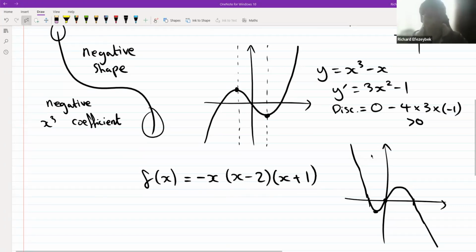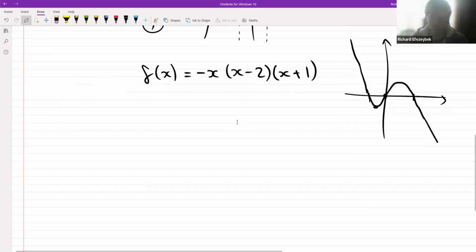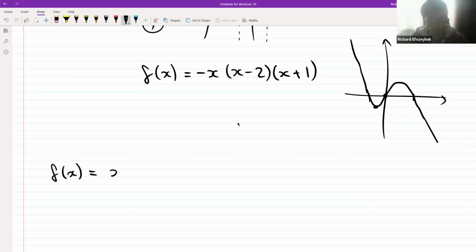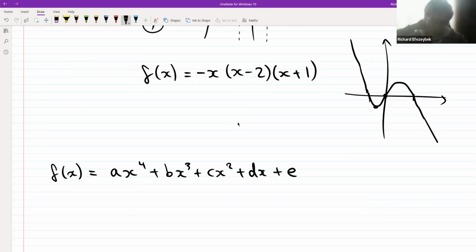Right, next on the syllabus are quartic graphs. We need to be able to sketch quartic graphs. So quartic derives from 4. It's an equation of this form. Here, e is just some real number, not to be confused with the exponential constant.